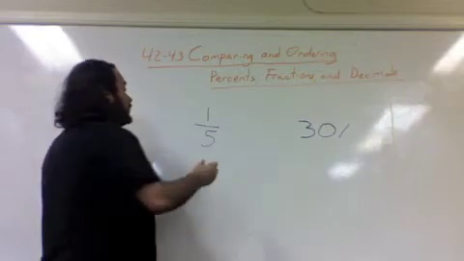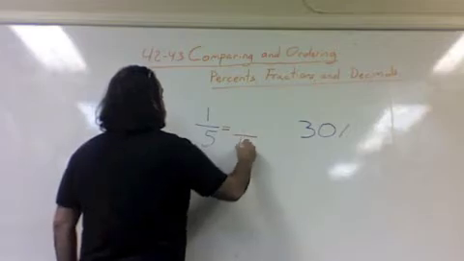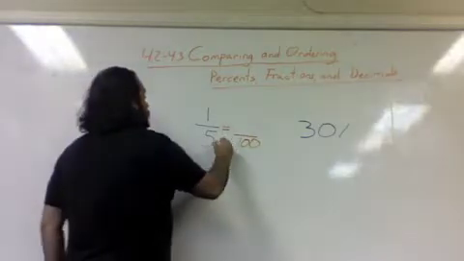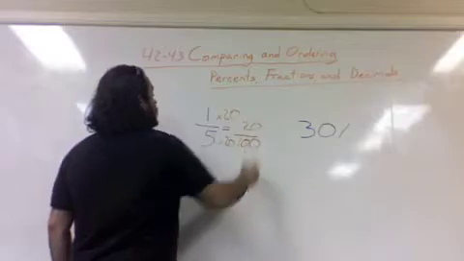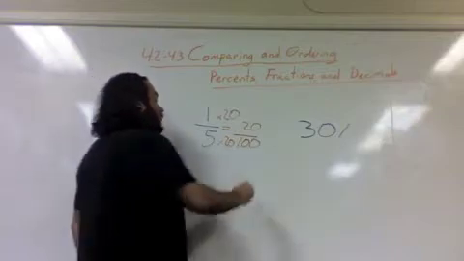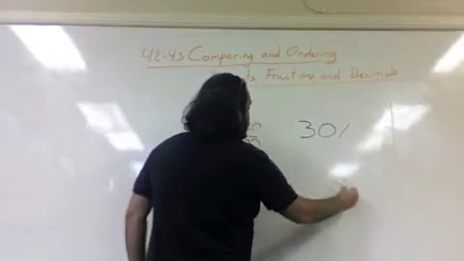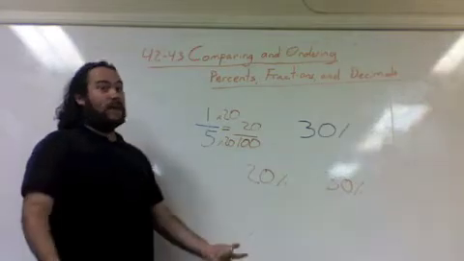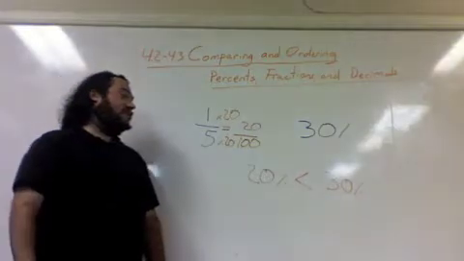So, to make 1/5 into some part out of 100, we see that we had to multiply our denominator by 20. So we multiply our numerator by 20, and we get 20 parts out of 100. Now you can probably already see where this is going to go. 20 out of 100 would be 20%. If we compare that to 30%, obviously 30% is greater than 20%. 30 is more than 20. So we write our greater than sign that way.